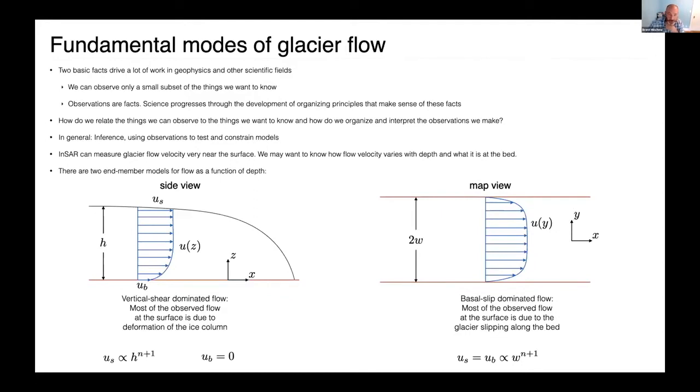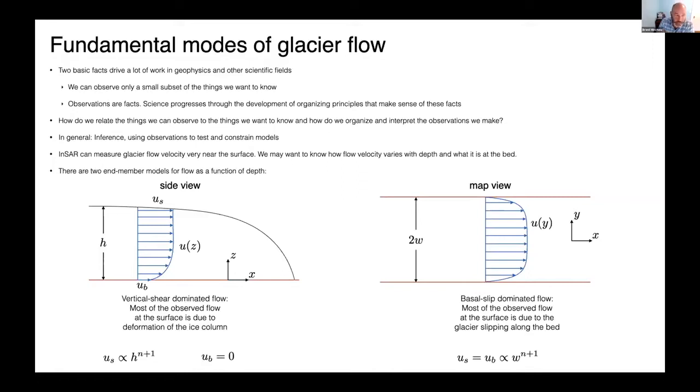So thinking about the fundamental modes of glacier flow, and how we relate these to observations. We can step back and justify the things that we're doing by thinking about 2 basic facts that drive a lot of work in geophysics and other scientific fields, and are worth keeping in mind when thinking about InSAR observations. First is that we can only observe a small subset of the things that we want to know. And the second is that observations are facts. And science progresses through the development of organizing principles that make sense of these facts, right?